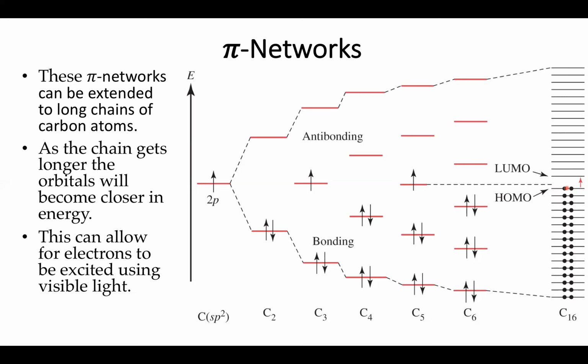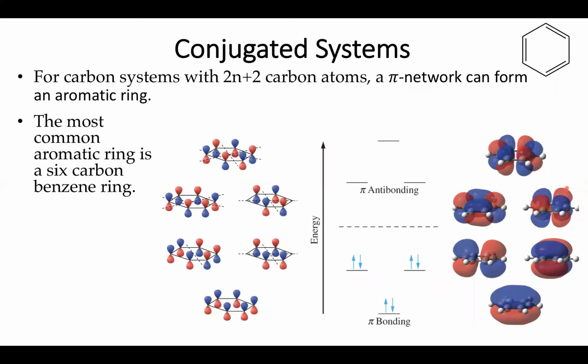Also, one of the other very cool things about pi networks is they're often very good at stabilizing molecular species, especially if you can take these pi networks and, instead of making them a long chain, wrap them around in a circle. So if you have a carbon system with 4n+2 carbon atoms, one of the things you can do is make a pi network that you can make into a cyclic compound. The most common of this is going to be a 6-membered ring, which is called benzene.